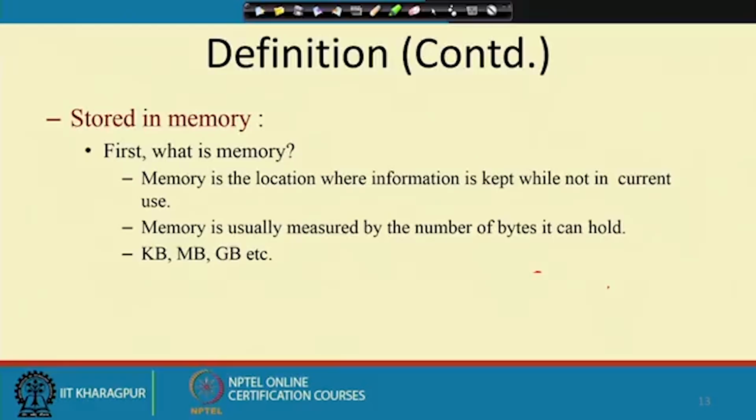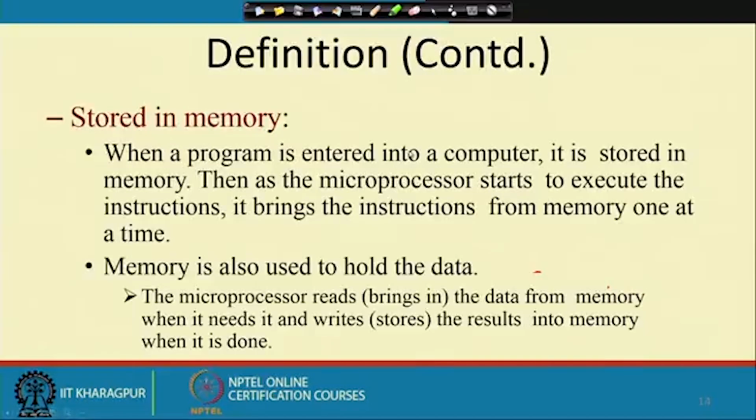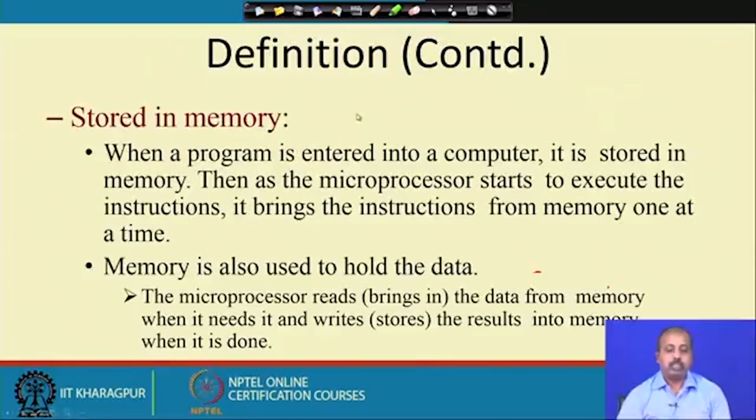They are actually stored in the memory, and we know that memory can hold a number of bytes: kilobyte, megabyte, gigabyte, etc. These are the different sizes of the memory that we have. What do you mean by stored in memory? When a program is entered into the computer, it is stored in the memory, because you cannot store the program in the processor, as the processor has got only a few registers. If we used that for storing the program, then where are we going to store the variables and the data part of it?